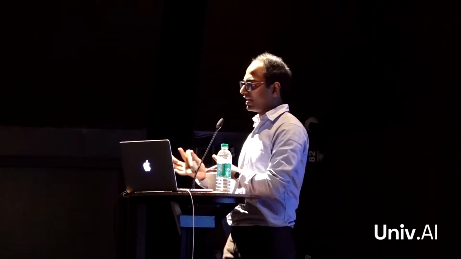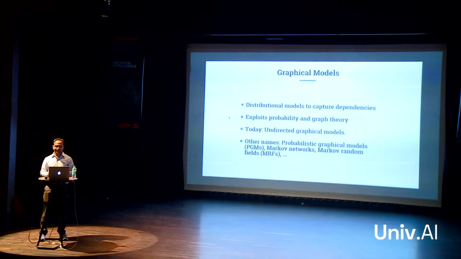One of the cool things about this is that it exploits and connects two different areas. One is probability theory, statistical theory, and so on. And the other, tools from graph theory, as we will see. Today I'll only focus on one half of this whole theory, which is undirected graphical models. So the graphs for us will be undirected graphs, and there's a whole parallel world of directed graphs or Bayesian nets and so on.